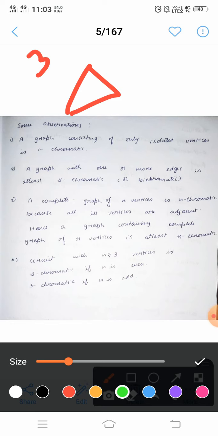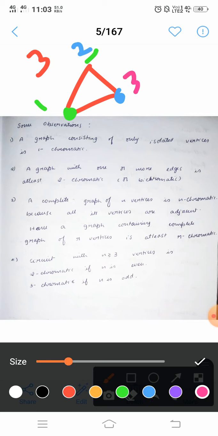How many colors do we need? If I paint with one color, here this vertex is adjacent to the vertex which is colored with 1. So I need one more color, 2. Now this vertex is adjacent to the vertex colored with 1 and adjacent to the vertex colored with 2. So we can't use color 1 and color 2. We need one more color. I take that as 3.